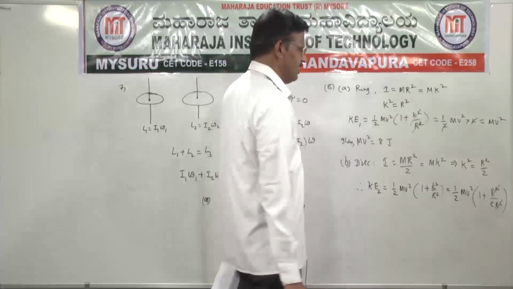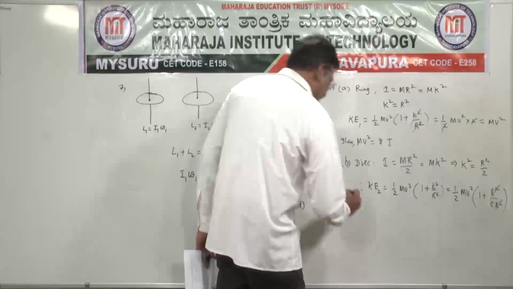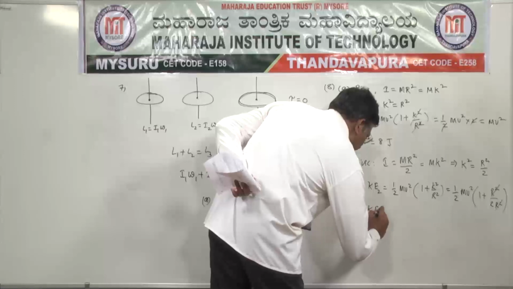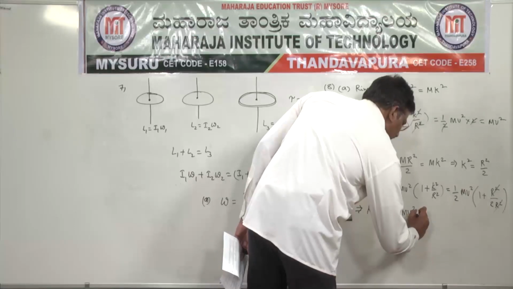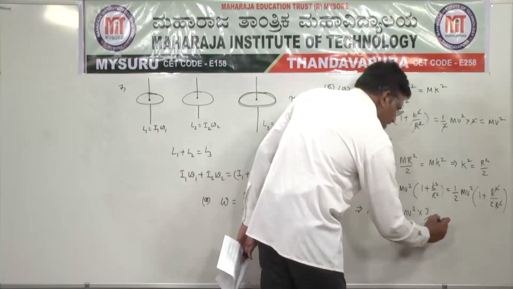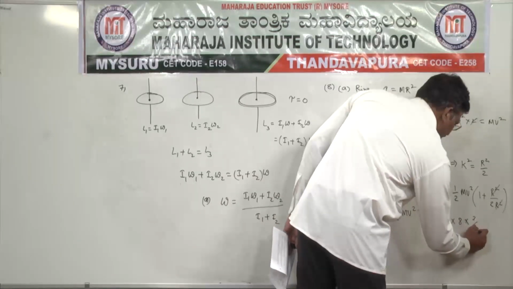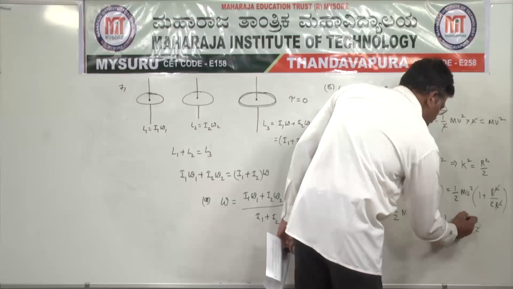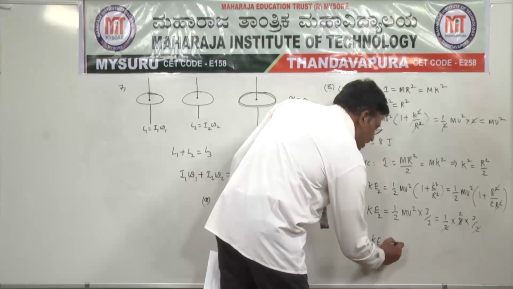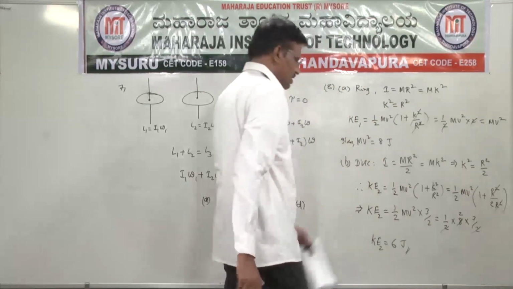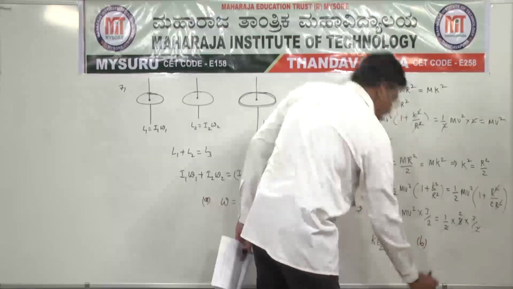So r square cancels, in the bracket 1 plus 1 by 2 is nothing but 3 by 2. So that implies kinetic energy for the disc, KE2, is equal to half mv square into 3 by 2. mv square is given as 8, so half into 8 into 3 divided by 2. 2 2s are 4, 4 2s are 8, 2 3s are 6 is our answer. So the kinetic energy of the disc is equal to 6 joules. 6 joules is nothing but option B. Option B is the right option.